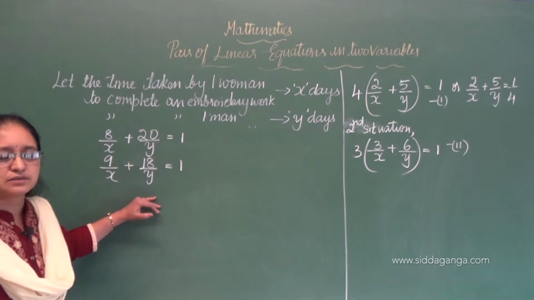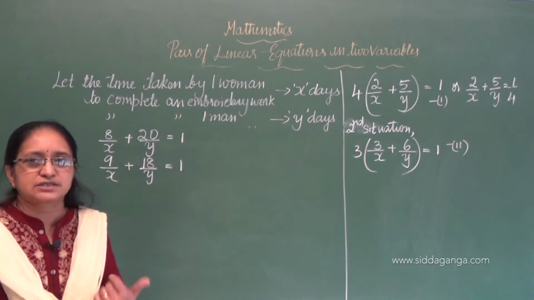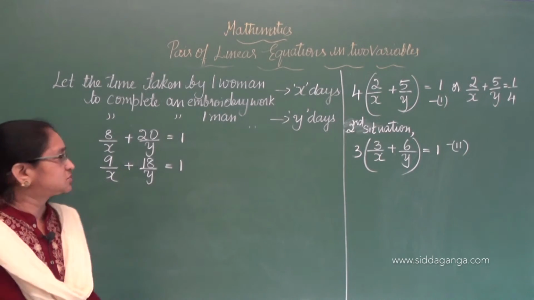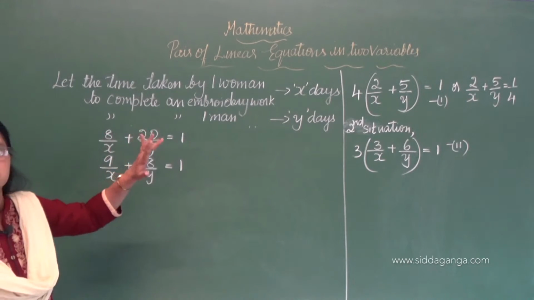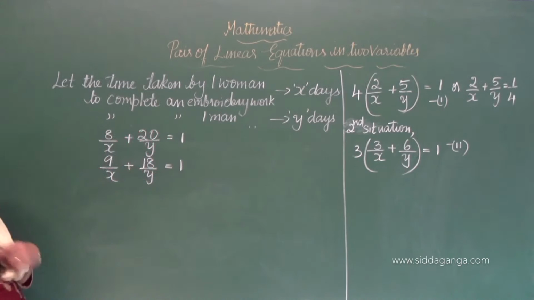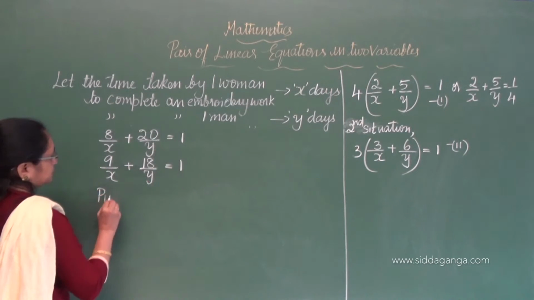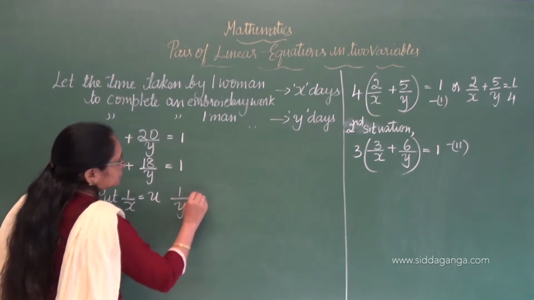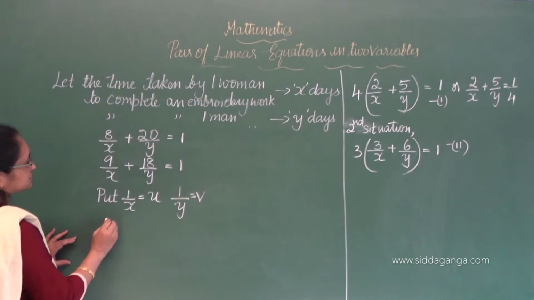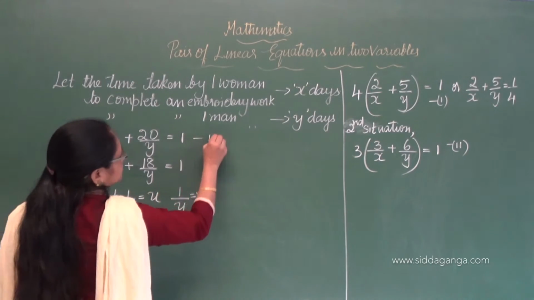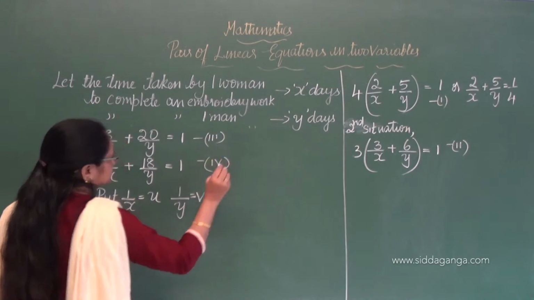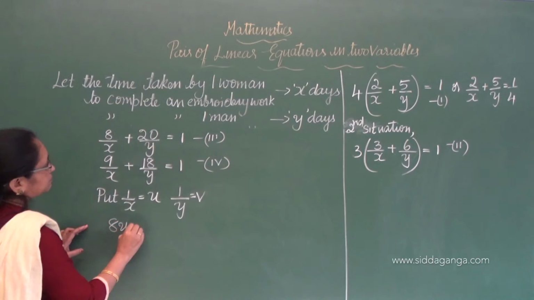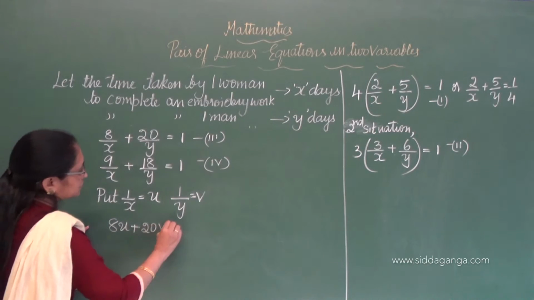I hope you can recall in the previous class I had explained about equations reducible to linear equations in two variables. So the same method we will follow now. Put 1 by x is equal to u and 1 by y is equal to v. Therefore, this equation becomes, this will be our third equation and this is the fourth equation. Now equations 3 and 4 will be 8u plus 20v is equal to 1.